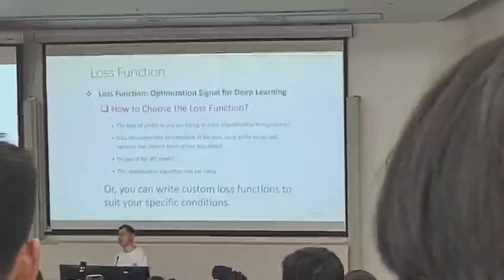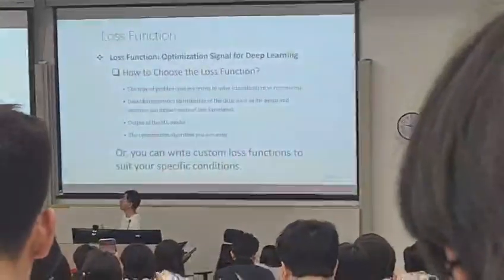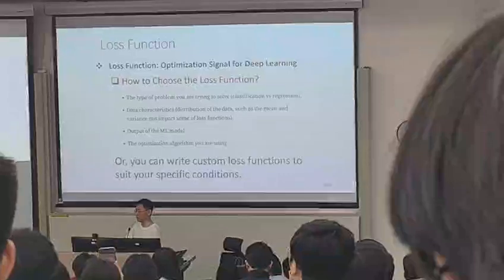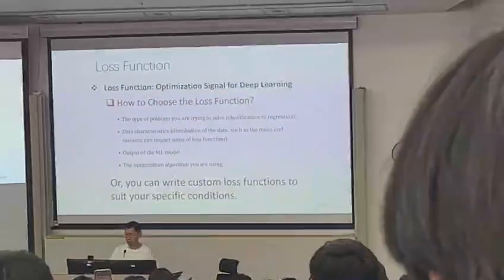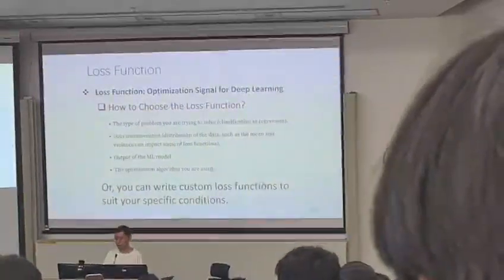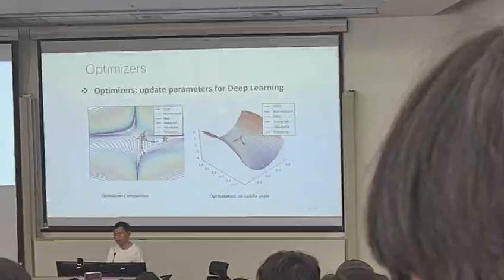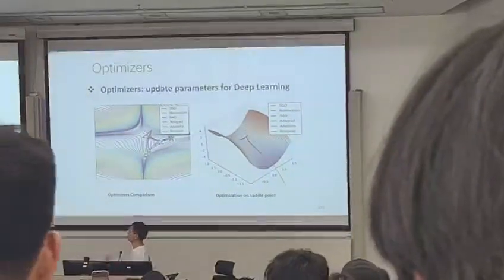So once you are given a data set or a problem, you need to identify whether this loss function is the correct one or you need to pick a new loss function for this problem. And then we choose the optimizer.